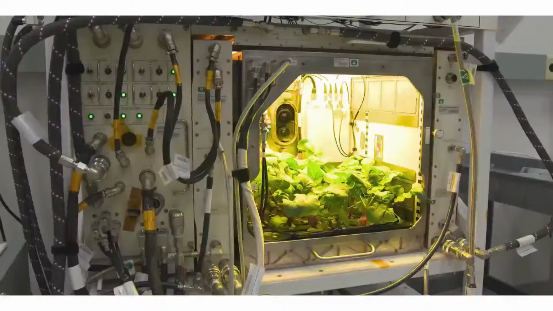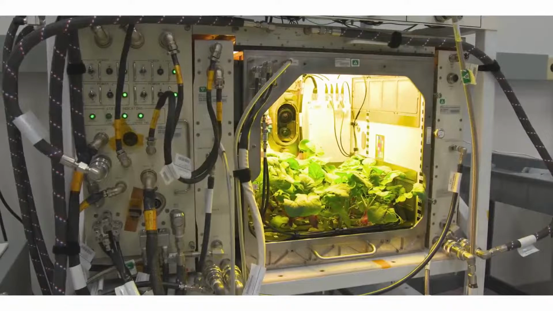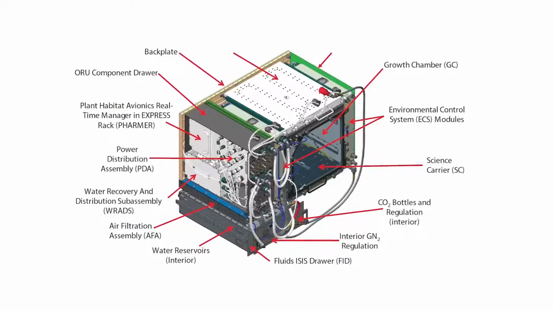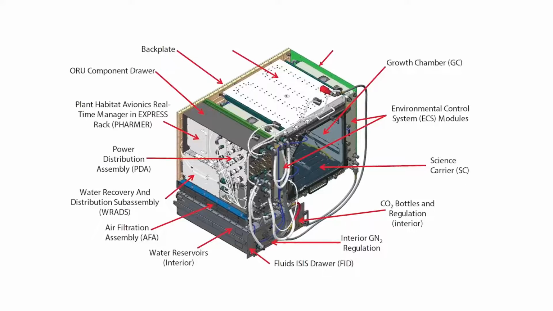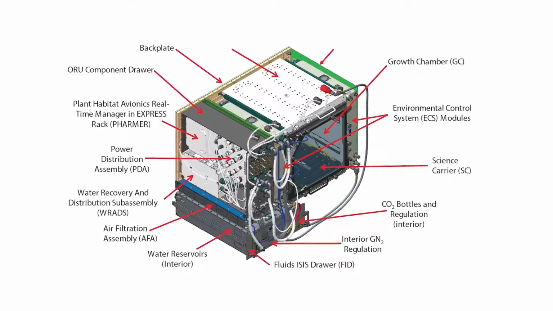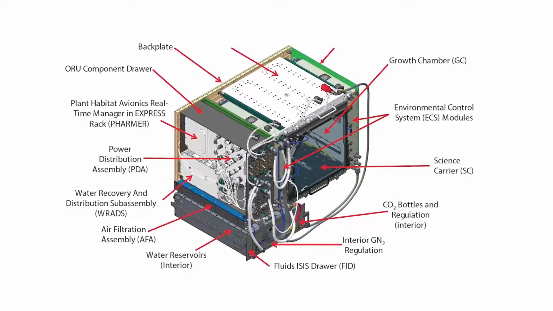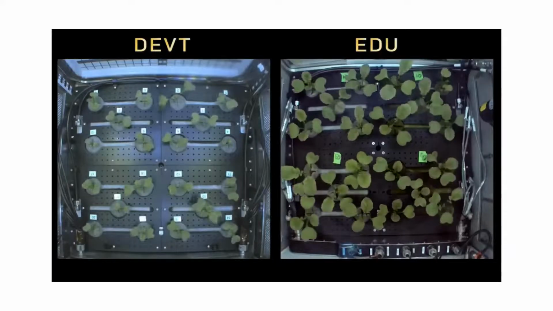Plant habitat is currently the largest, most complex plant growth system on the space station. The actual growth volume itself for plants measures about 20 by 20 by 20 inches cubed. So all the rest of the volume of plant habitat is all of the stuff that it takes to provide a controlled environment for the plants that are growing inside of the growth chamber.